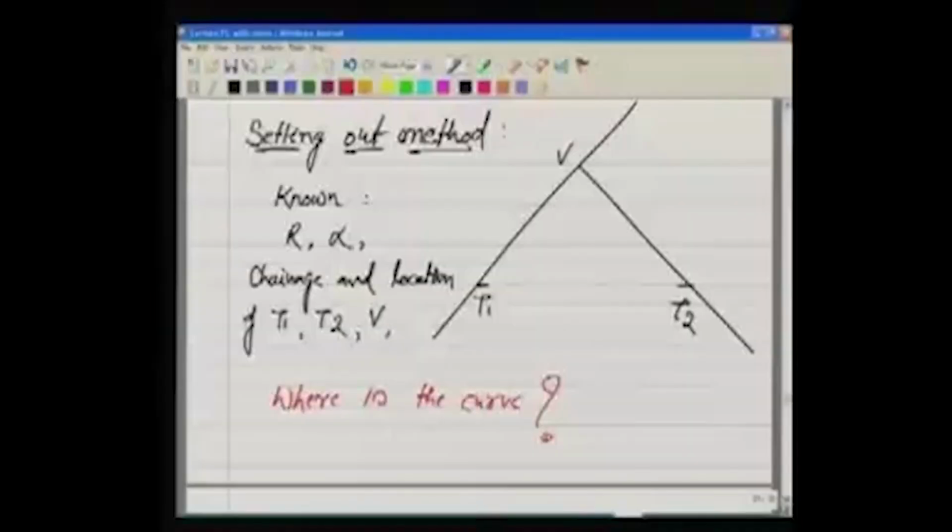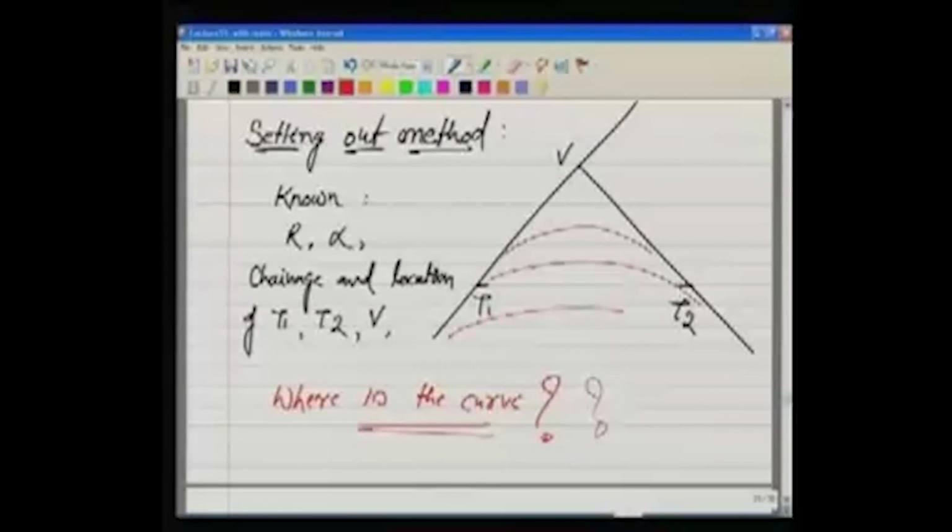Next, as we discussed, we have already taken a decision about the radius. What should be the radius of this curve? Depending on the design speed and the topography, the radius has been decided. So these are the things which are known to us. Now, the big question is, where is the curve? We need to answer this question: is the curve here, or is it here, or is it here? Where is the curve?